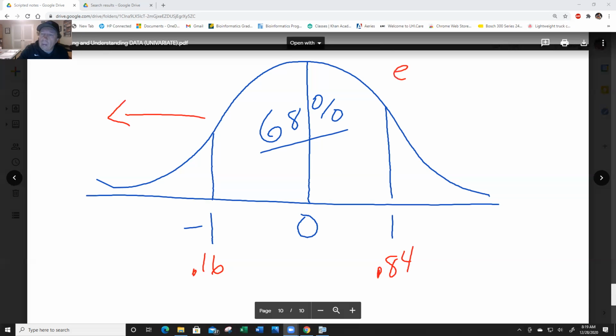This is called the empirical rule. Empirical rule, and I'm going to be referring to that verbally as I go through this. I think this is important to know.